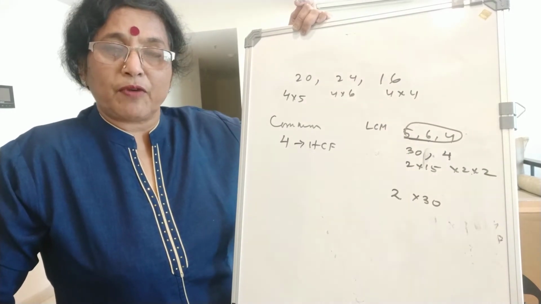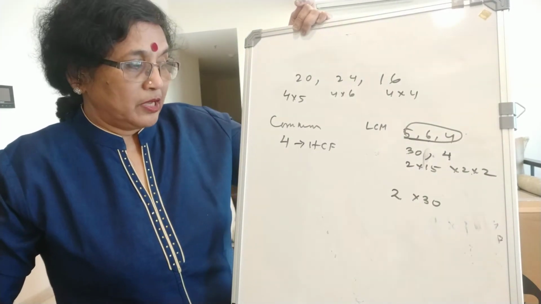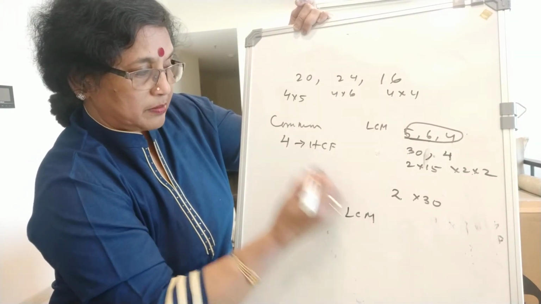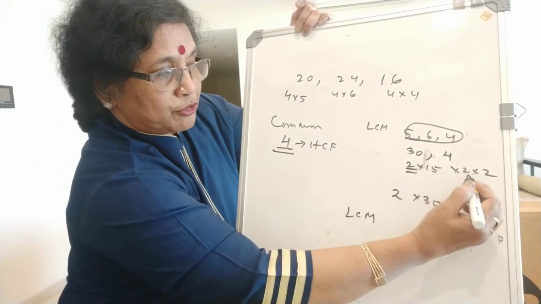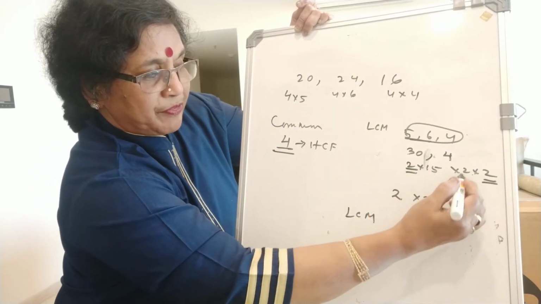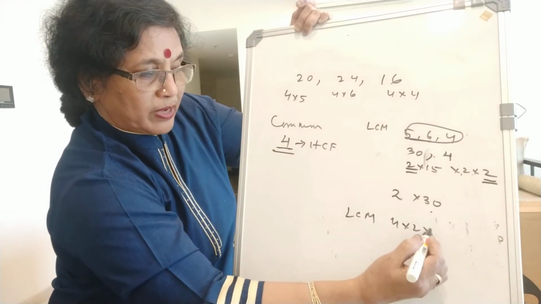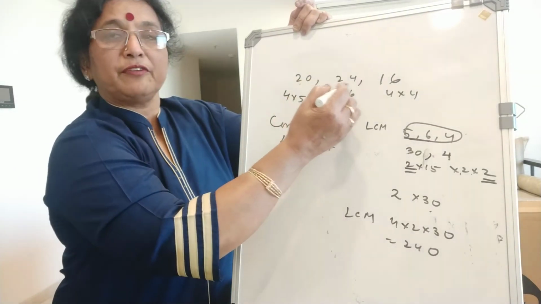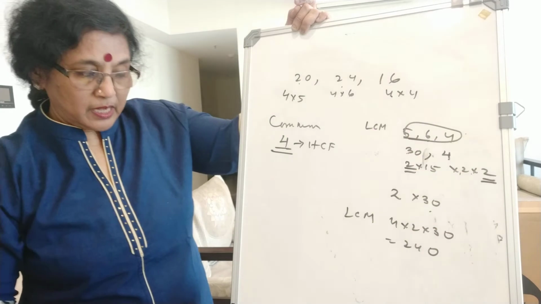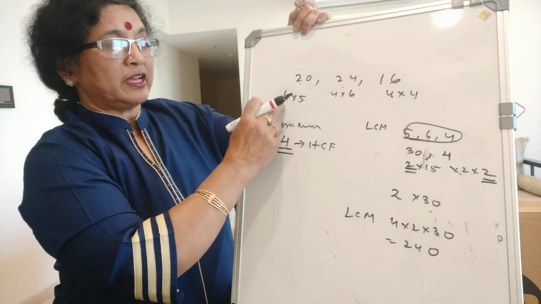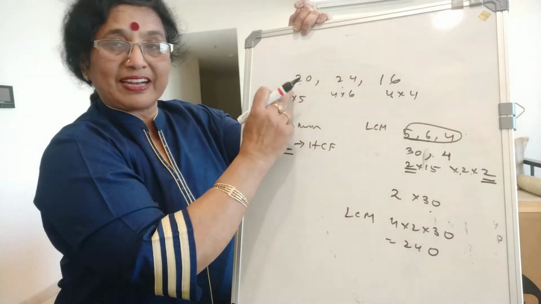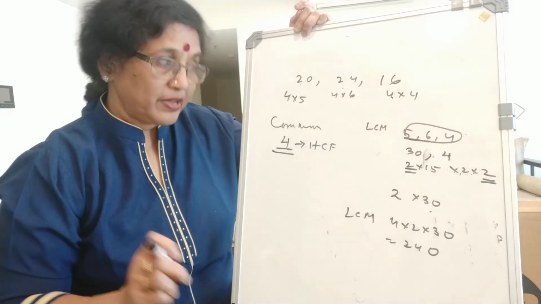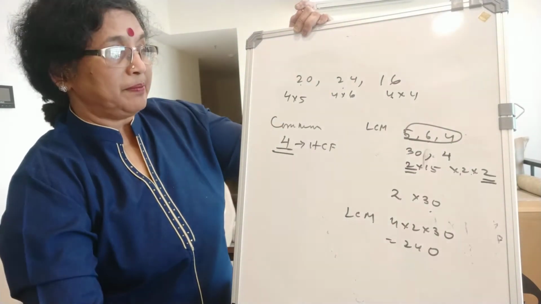6 tens are, 5 12s are, 4 15s are 60. And there was a common factor 4. Therefore the LCM becomes 4, 2, yes, and then 15 twos are 30. So 4, 2 and 30. So 240 is the LCM of 20, 24 and 16. Right? I repeat once more. HCF, the only common factor between 20, 24 and 16 is the number 4. That's the HCF. Okay. Now for LCM, first I divided.